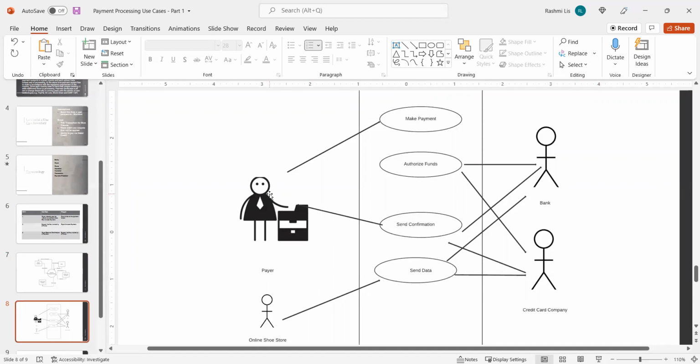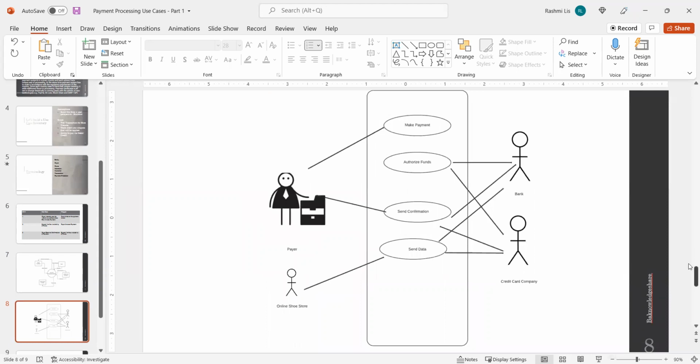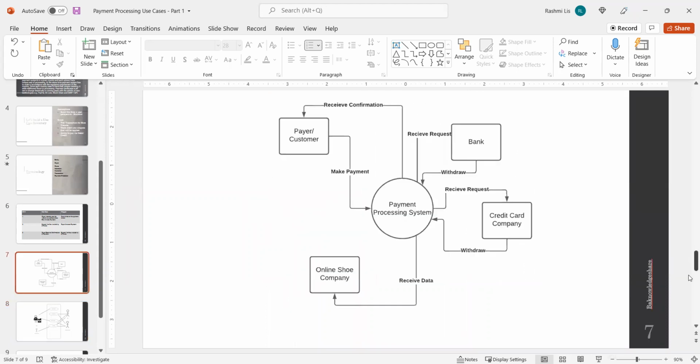So in this case, you have the payer that makes the payment, okay? The bank or the credit card company will authorize the funds. The payment processing system will send the confirmation because the bank first off would authorize the funds, sends notification over here, as well as the credit card company. And then lastly, the data is sent to the online shoe store. There's many ways to modify this use case diagram, but the recommendation is to keep it very simple.